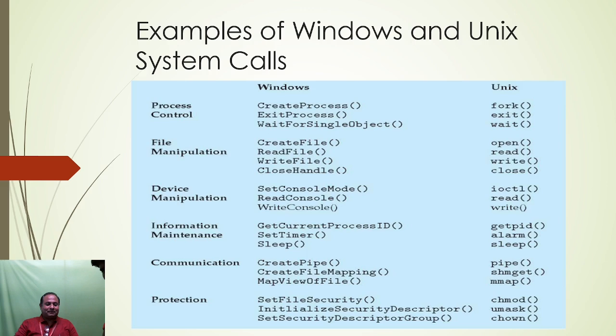Similarly, for information maintenance in Windows we have get current process, set timer, and sleep. In Unix we have get process ID, alarm, and sleep. For communication system calls in Windows we have create file mapping and map view of file, but in Unix you have pipe, shmget, and mmap. So we have different system calls for the Windows OS as well as the Unix OS.